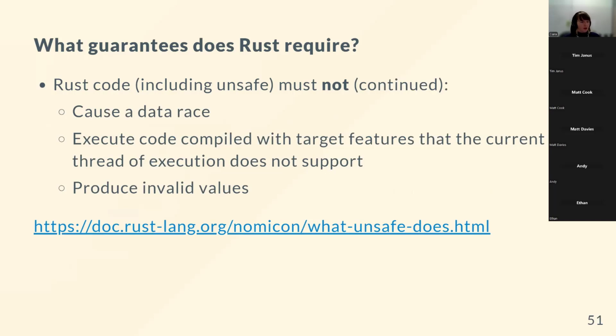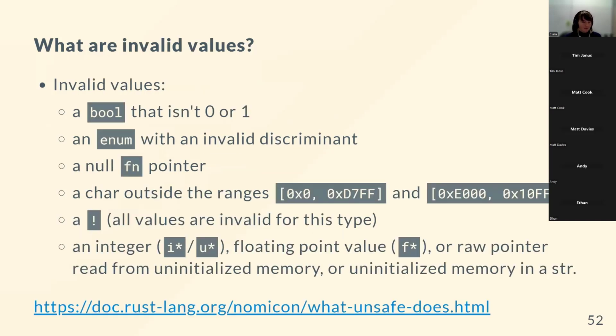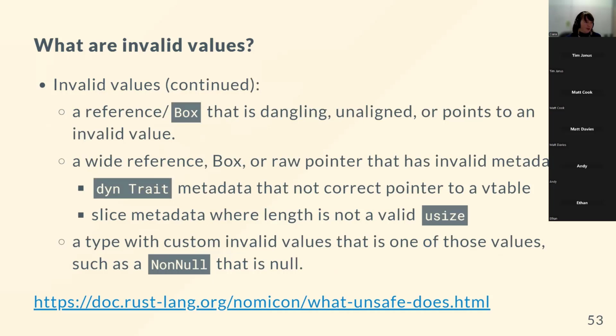It mustn't execute code compiled with target features that the current thread of execution does not support. What does that mean exactly? And it mustn't produce invalid values. What constitutes an invalid value is a fairly long list. A bool that isn't a 0 or a 1, an enum with an invalid discriminant, a null function pointer, a char outside of the valid ranges, a never return type, an integer, floating point value or raw pointer read from uninitialized memory, or uninitialized memory in a string slice, a reference that's dangling, unaligned or points to an invalid value, a wide reference, box or raw pointer that has invalid metadata.